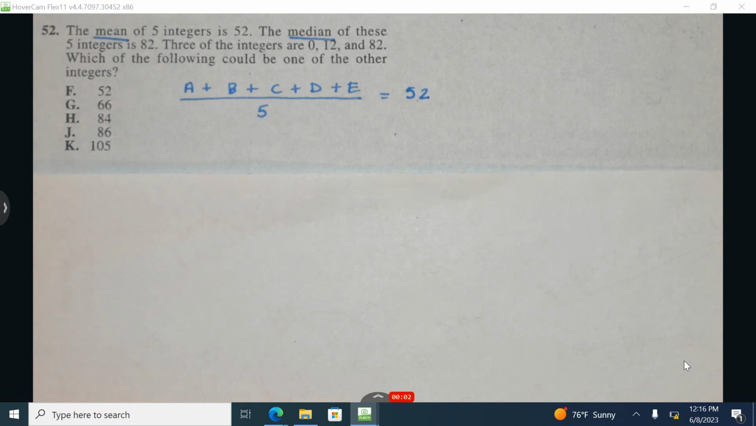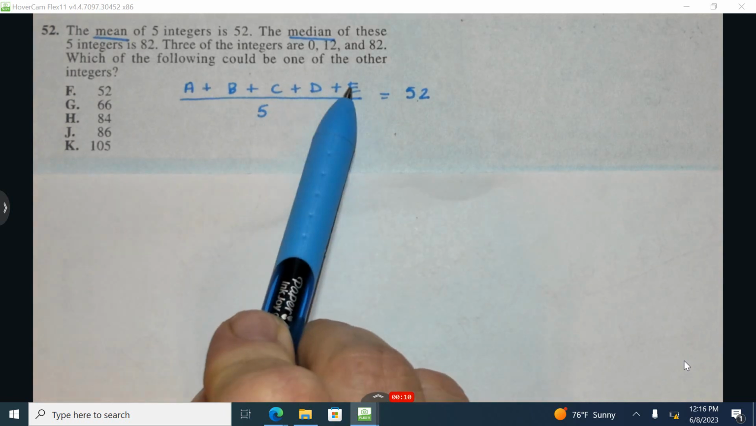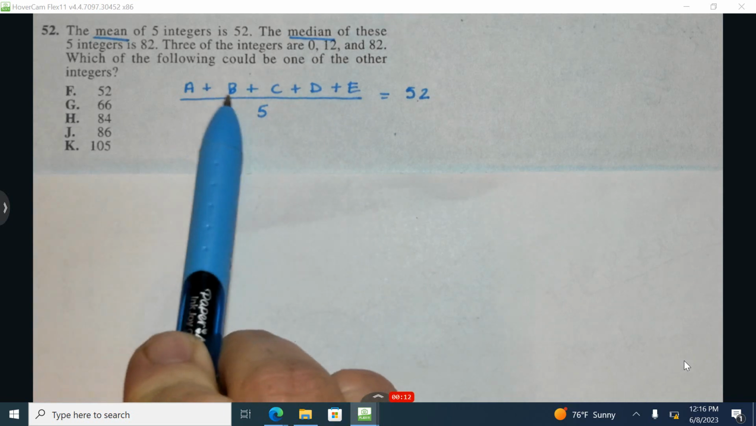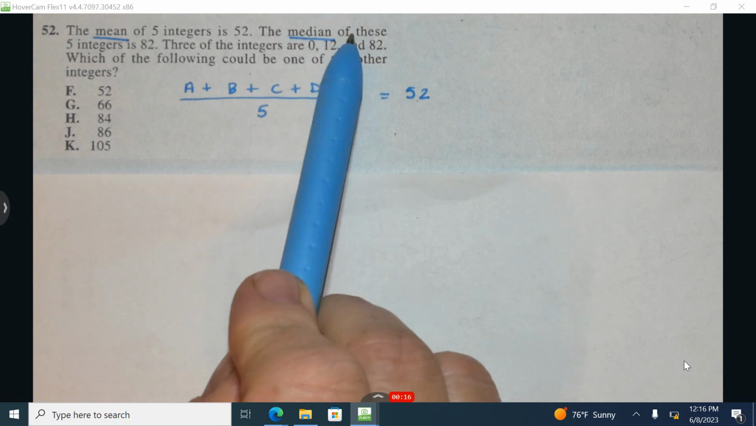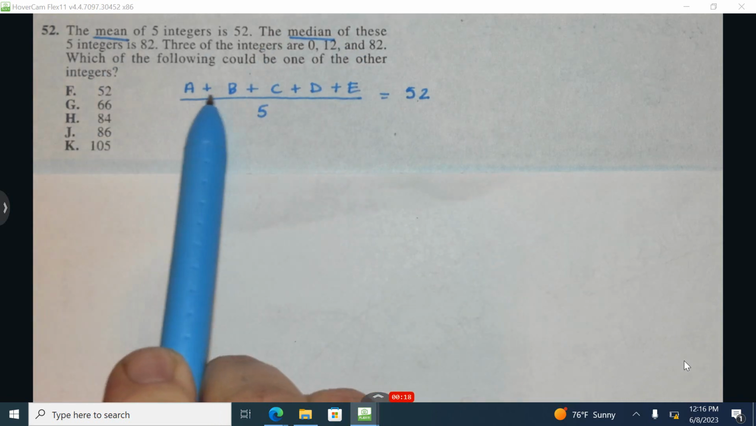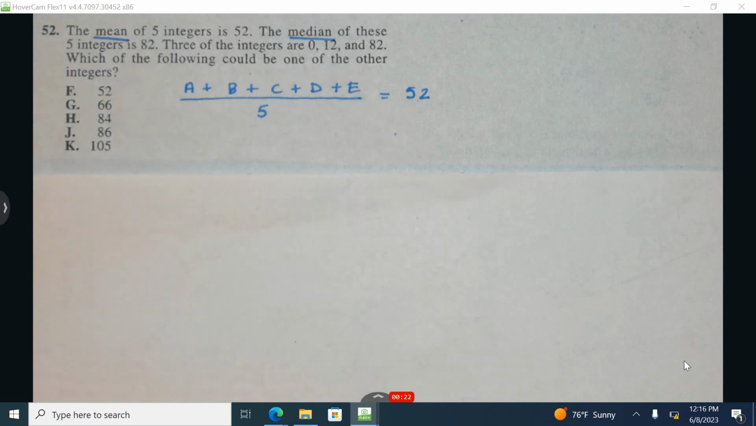In this problem, we are told that the mean or average of 5 integers is 52. So I have 5 arbitrary numbers at this point. When I divide by 5, I end up with 52. Then I'm told that the median of these 5 numbers, so when I order them from least to greatest, the middle number will be 82.